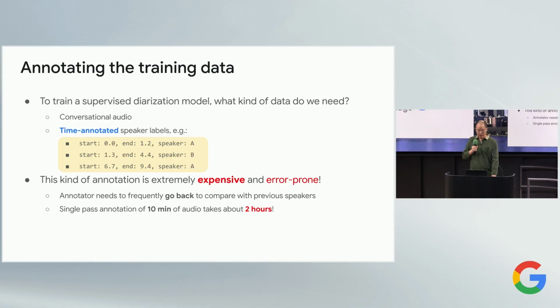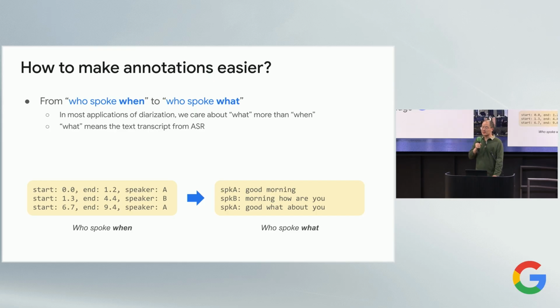And it takes lots of effort to identify the accurate timestamp between the speech signals. We found that doing a single pass of annotation of 10 minutes of audio will take a person about 2 hours. That's just too expensive and not acceptable for larger scale data collection. So we try to find other ways to annotate speaker diarization data to make it faster and easier.